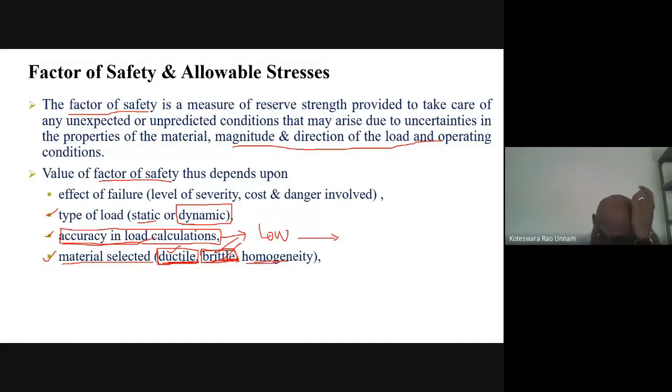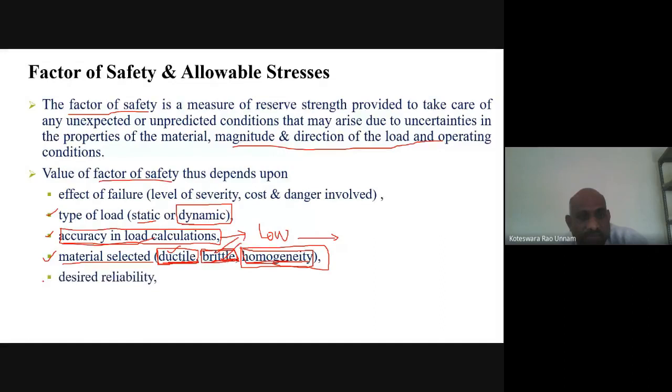Similarly, if the material is not homogeneous, like I mentioned in the beginning, if there is a chance of more defects or impurities in the material, then the factor of safety should be higher, because impurities or defects decrease the strength of the material. If you estimate the loads and stress values assuming homogeneity, it is going to fail under the given conditions. So if there are any impurities or non-homogeneity in the material of the component, the factor of safety should be higher than for a homogeneous material. The next one is reliability.